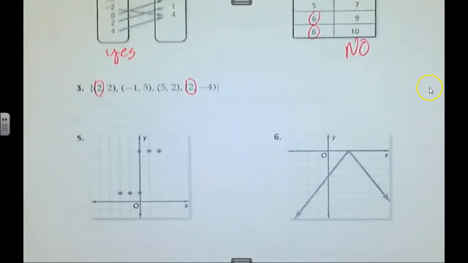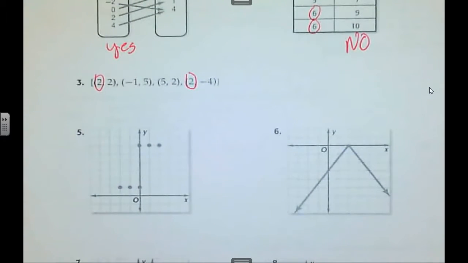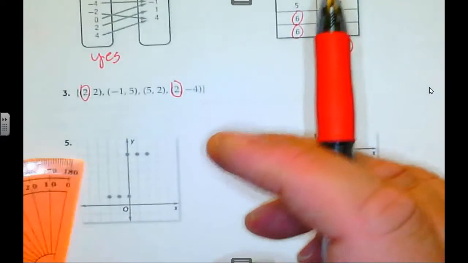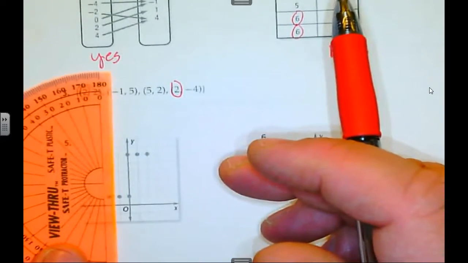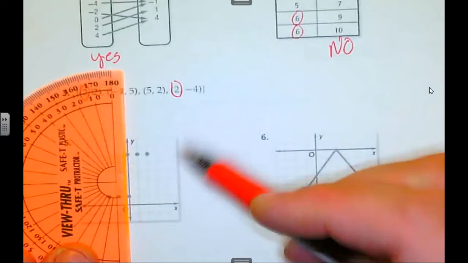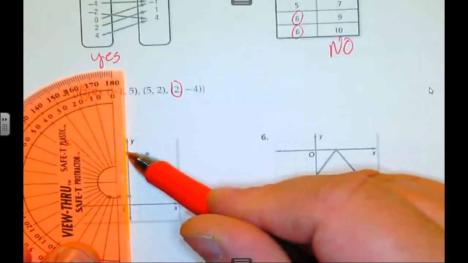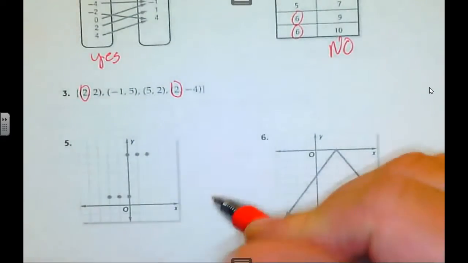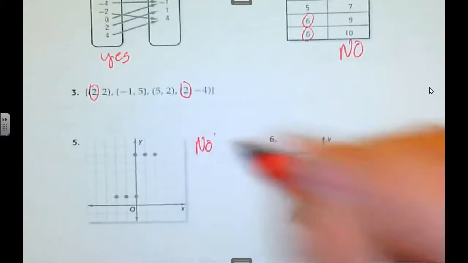How about number 5? No. What do we use to determine this? A straight edge. The vertical line test. You're going to hear this again in your future. On the y-axis, I have 2 points that are on the same vertical line. This is not a function.